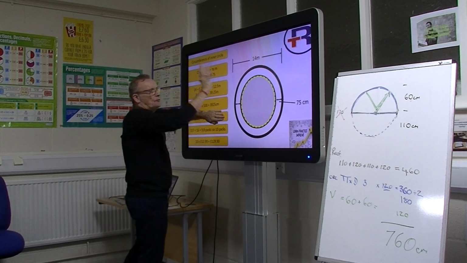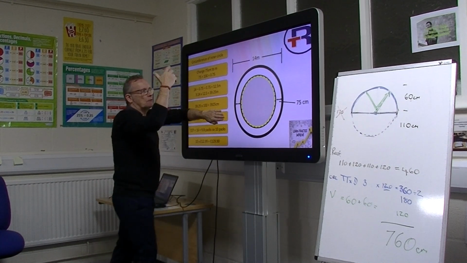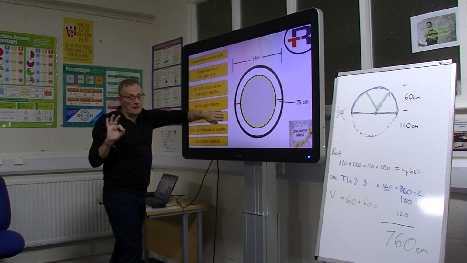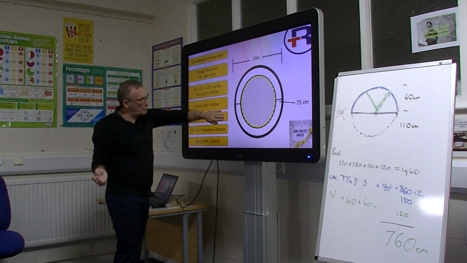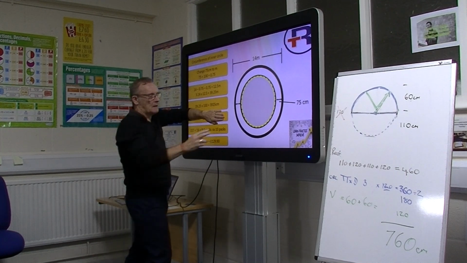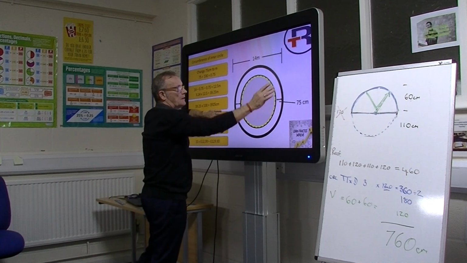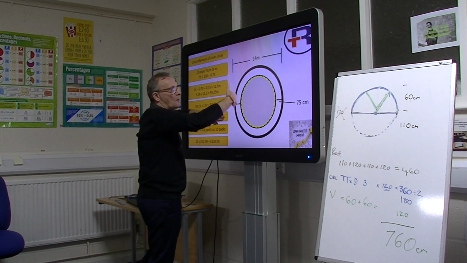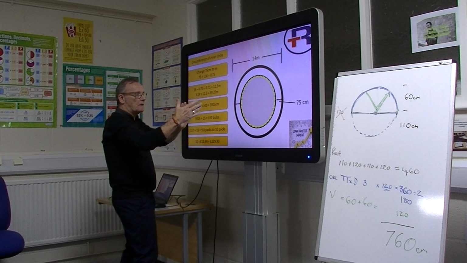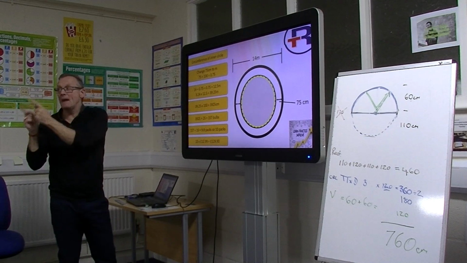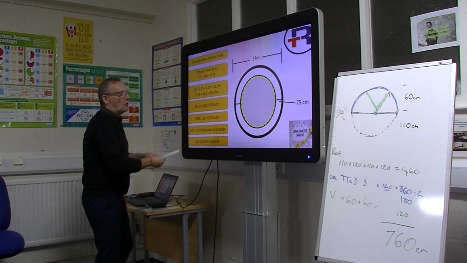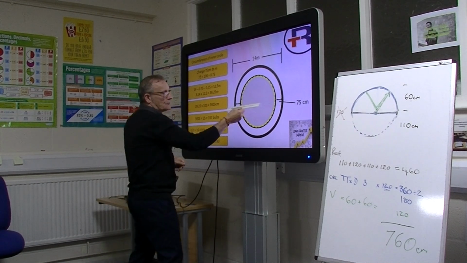But again, it's understanding the question. It's looking at that picture. It's seeing what you've got. And the big mistake a lot of people make here, and it's a simple mistake to make, is to think that that's just 75. Because it's a circle, you think, oh, it's just 75 centimetres all the way around. But what you've got to look at, because you need the diameter in the equation, is to look at it as straight across.